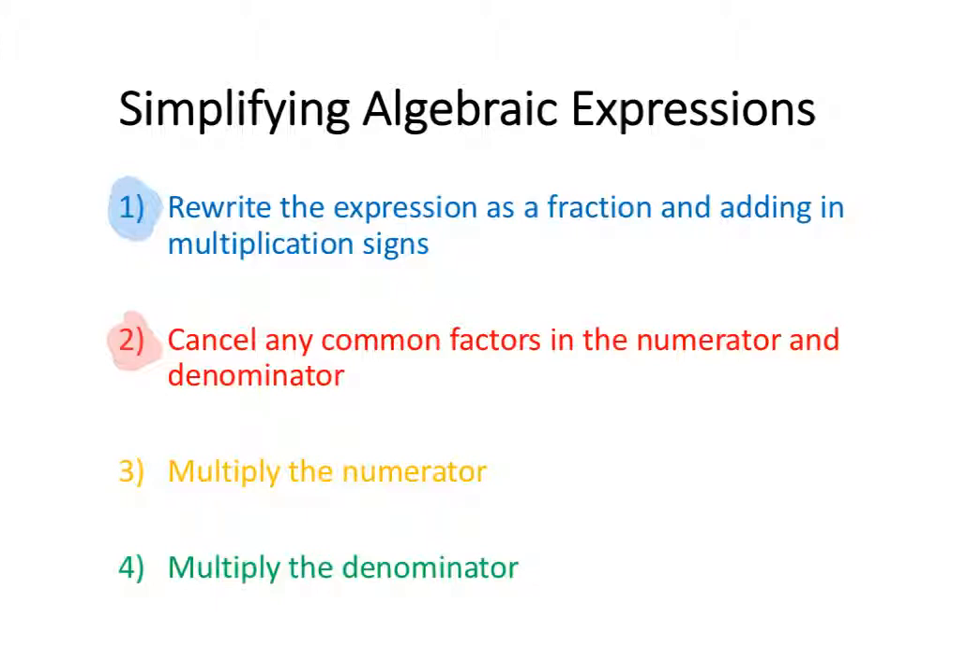And then after you've cancelled all your common factors, step 3 is to multiply what is left in the numerator, and step 4 is multiply what is left in the denominator. Following these 4 steps will help you to simplify algebraic expressions involving both multiplication and division. So let's have a look at a couple of examples.